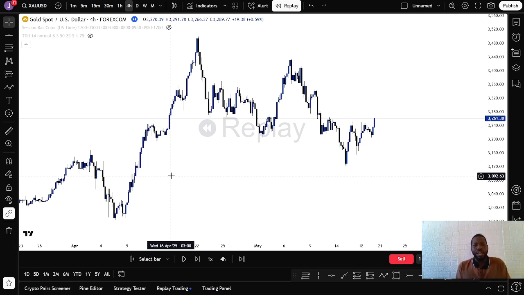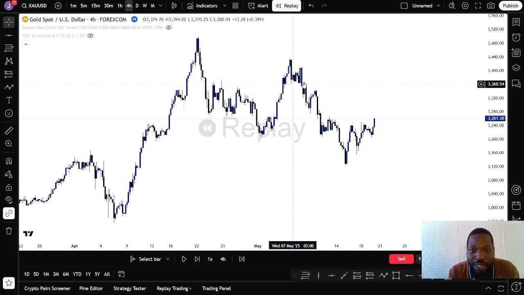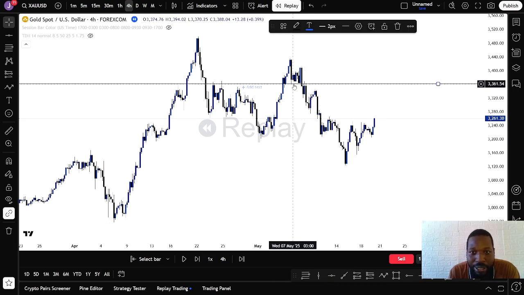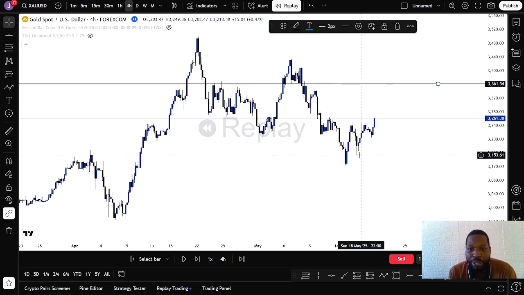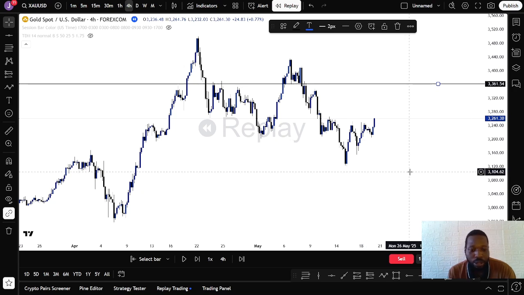So right now I want to place my resistance zone at the neckline zone. So this is the neckline. I'm going to take the horizontal line and place it here. So I'm predicting that price is going to go up, test the zone and come down. So let us see what the price actually did.